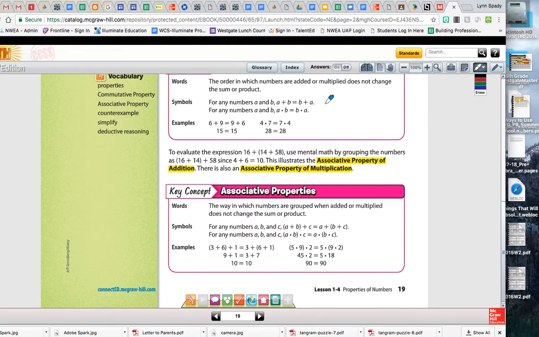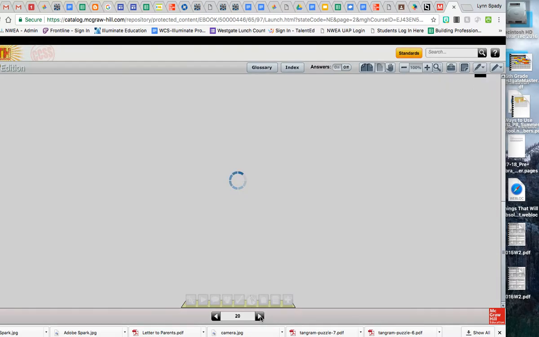So the commutative property works for both addition and multiplication. That just means we can switch around the order and we get the same answer. And then the associative property is the grouping property. So we can associate with different people, but we're still all friends. And that works with addition and multiplication as well. And get those examples into your notes.